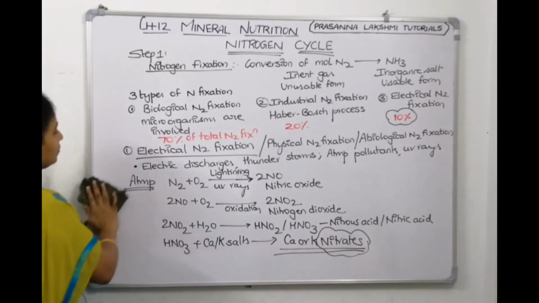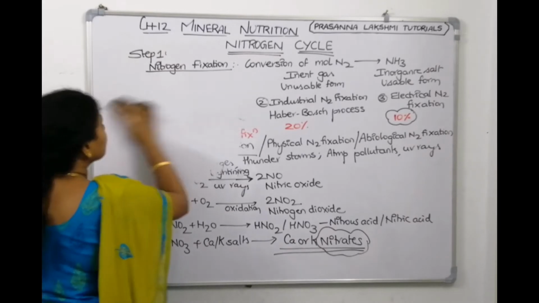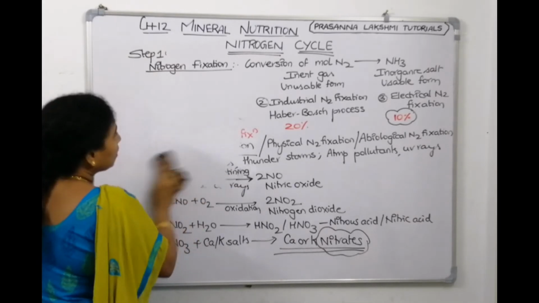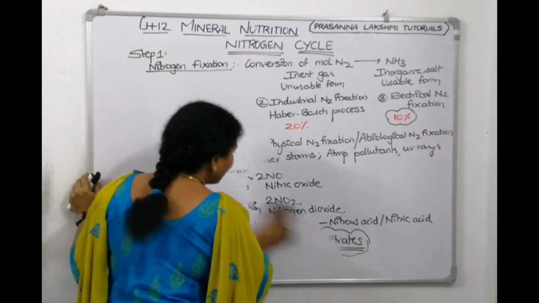Right, now let's go to the second type of nitrogen fixation. What is that second type called? It is called industrial nitrogen fixation. It accounts for 20%.